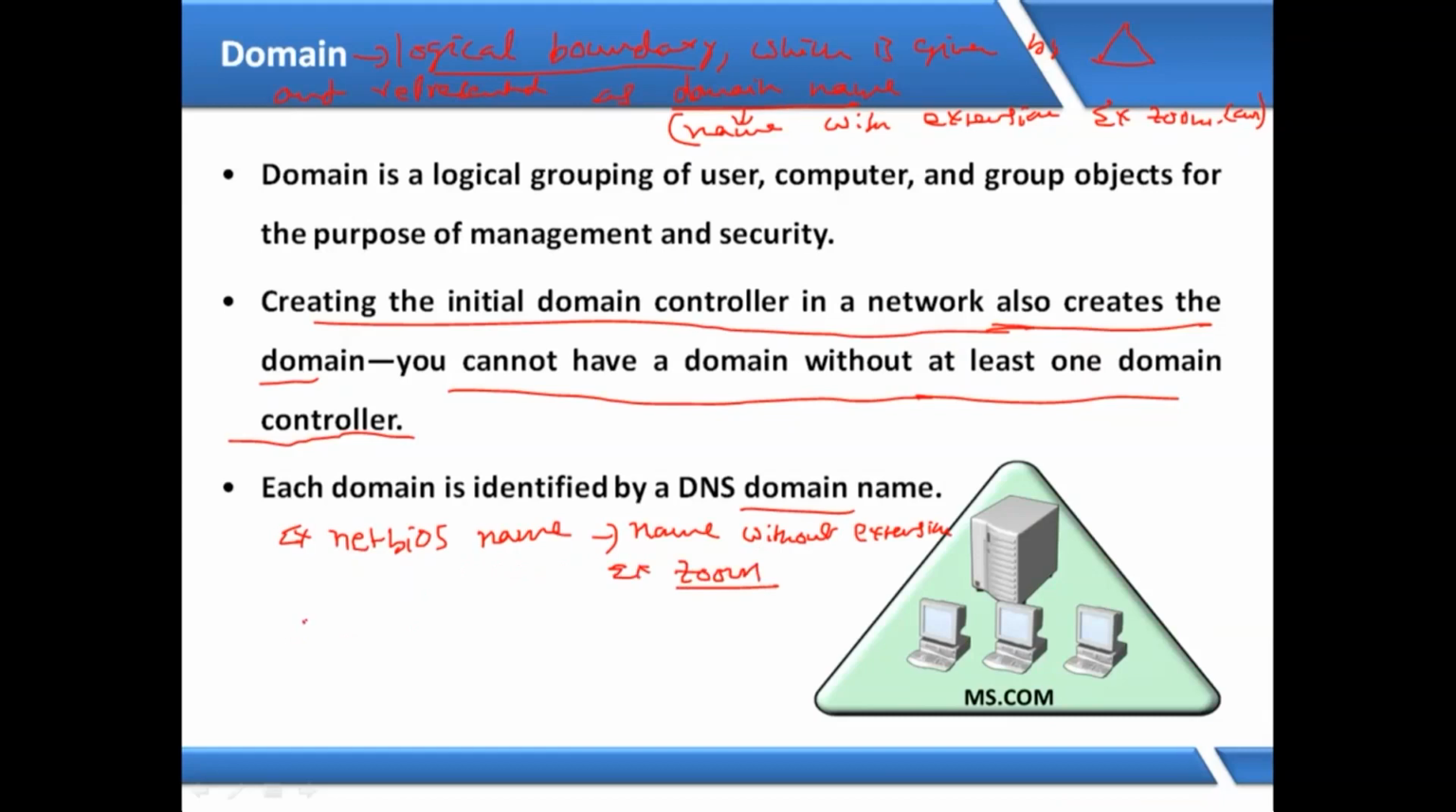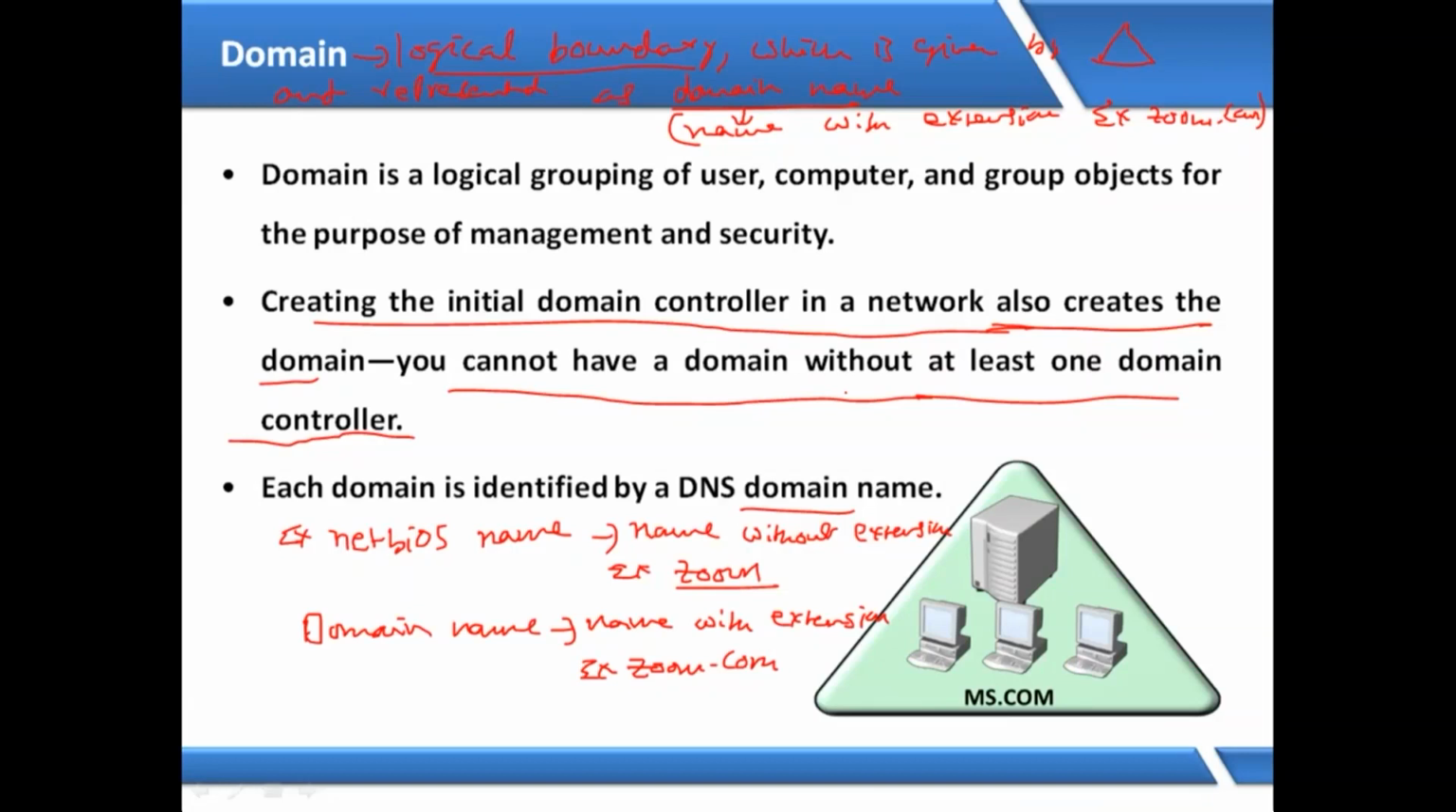Now, let us say domain name or DNS name. Domain name means name with extension. Example, zoom.co.com.in.edu, anything, any extension. So now I repeat, domain is a logical boundary which is created when we configure the domain controller. It is given by a triangle and it is identified by DNS name. DNS name means name with extension.